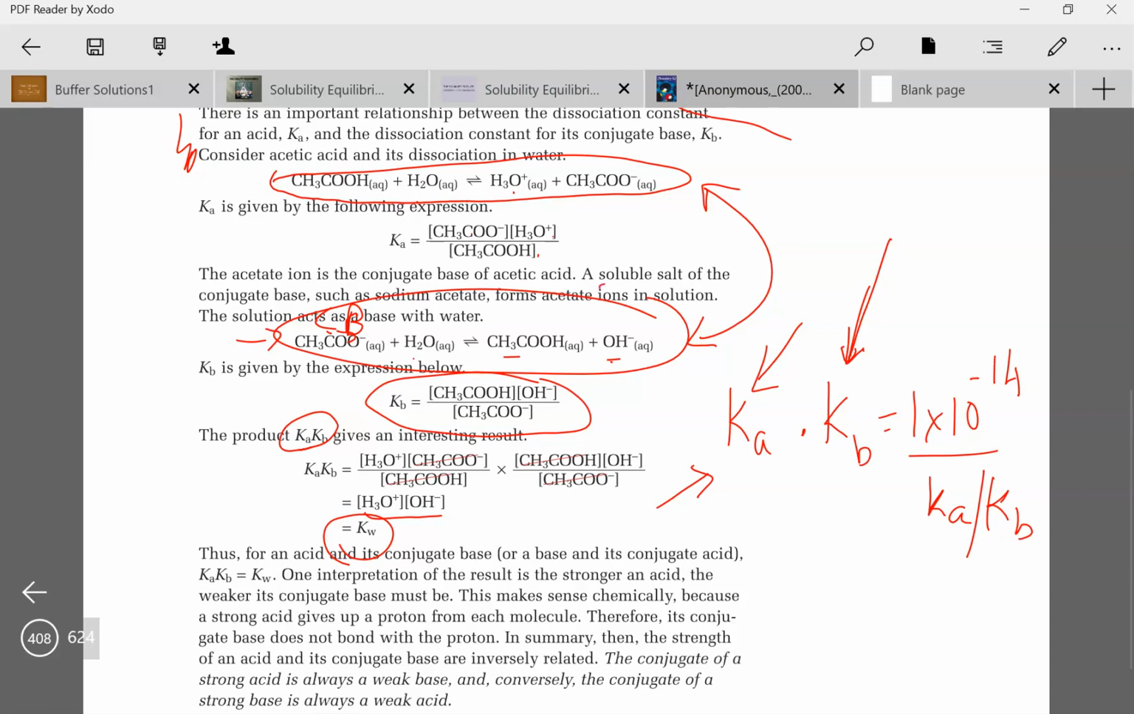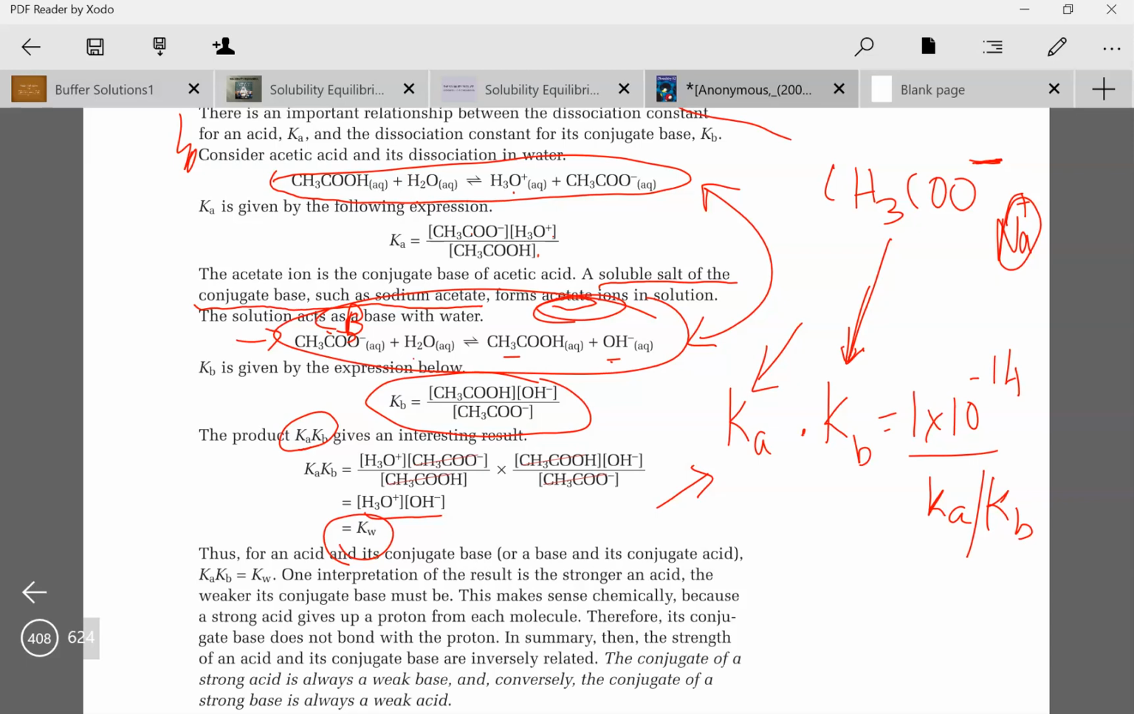As it says here, a soluble salt of the conjugate base, such as sodium acetate, forms acetate ions in solution. We can't really buy a bottle with just acetate ions. Those don't exist. When you have a negative ion, you intrinsically always need a positively charged ion to go with it. So conjugate bases and conjugate acids usually are in the form of salts.